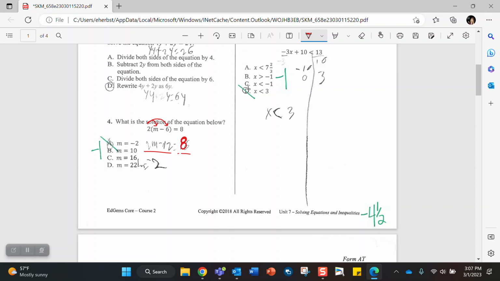And then from here, there's not a whole lot of other work, so I couldn't really tell what was going on or how you got your answer, but we should be adding 12 then to both sides. This is now a two-step equation, so 2m equals 20, and then dividing both sides by 2, we get m equals 10.